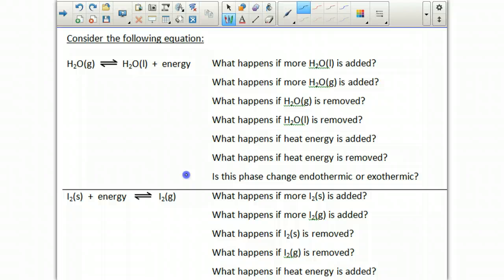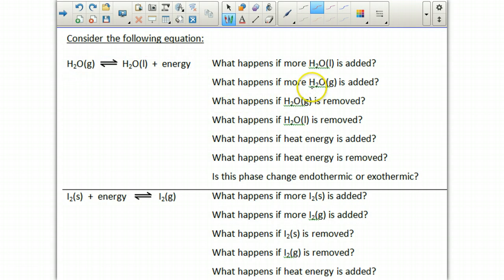So here, what happens if more water is added to this system? And water as a liquid is what they're giving us. So I'm going to add more of this right here. If I add to the right side, the system will want to shift toward the left. So whatever side you add on, we're going to shift to the other side. If it shifts to the left, then that means my reactants are going to increase and my products are going to decrease. So both my water as a liquid and energy will result in a decrease after the fact.